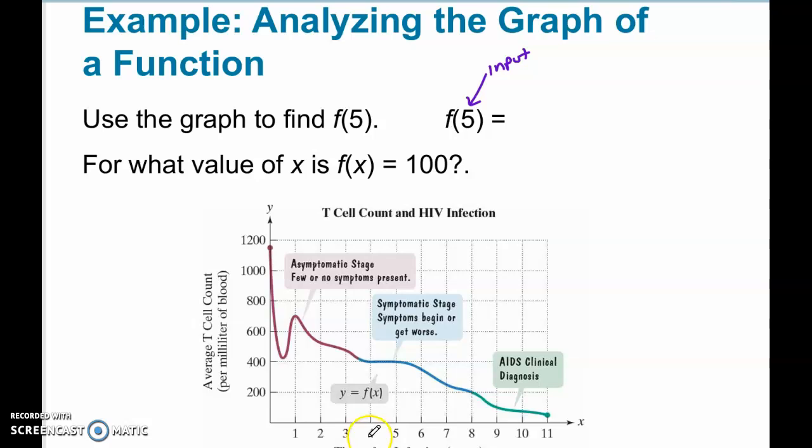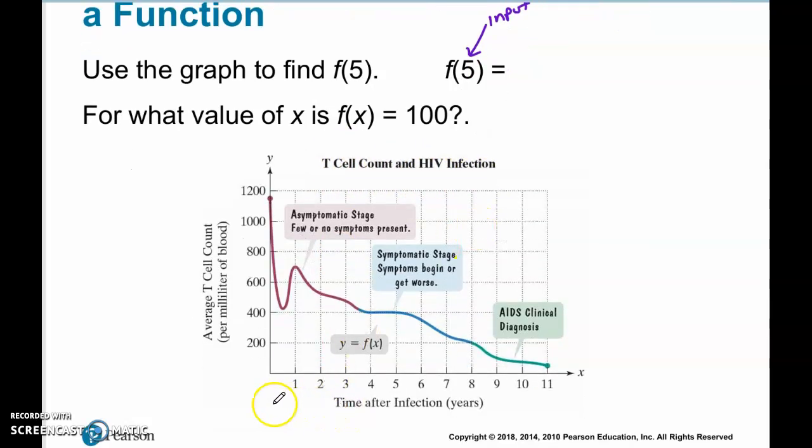So let's take a look at this graph. The title is called T-cell count and HIV infection. On the horizontal axis, this is the time after infection, and it's in years. So we've got the numbers from 1 to 11. And on the left-hand side, we have the output axis, the vertical, and we have the average T-cell count per milliliter of blood. We see the T-cell count goes down as time goes on. It looks like it goes down, can go back up, and then it kind of trends down.